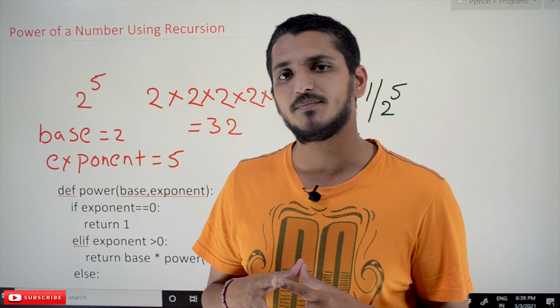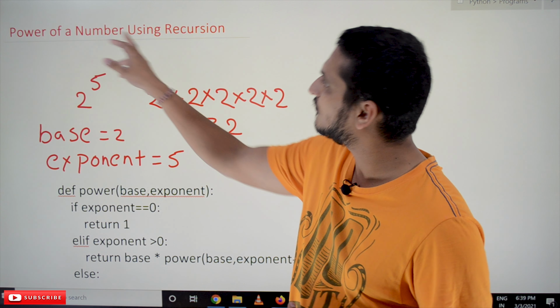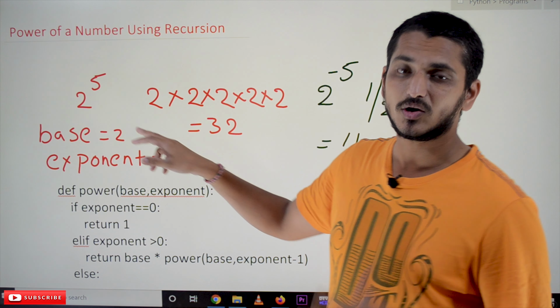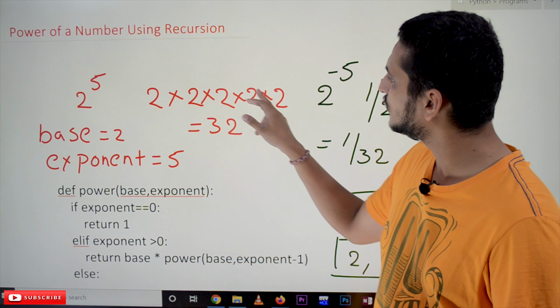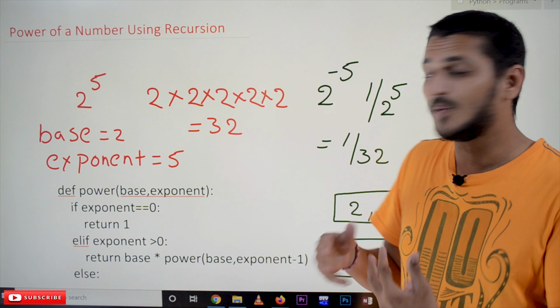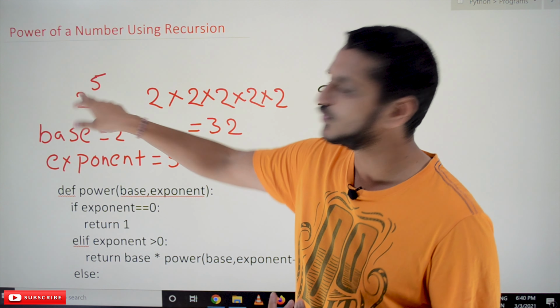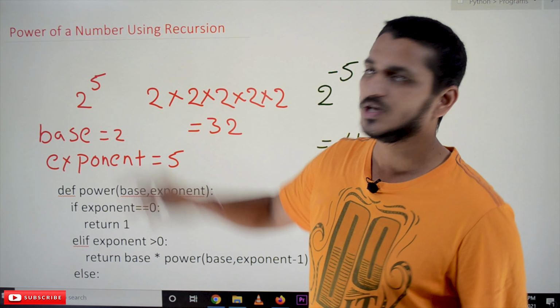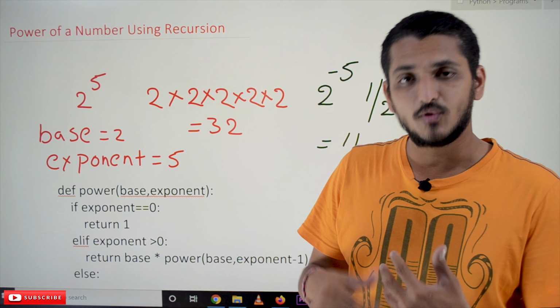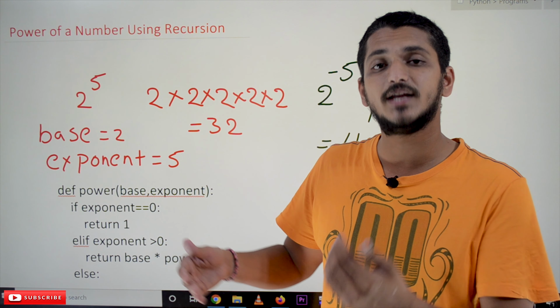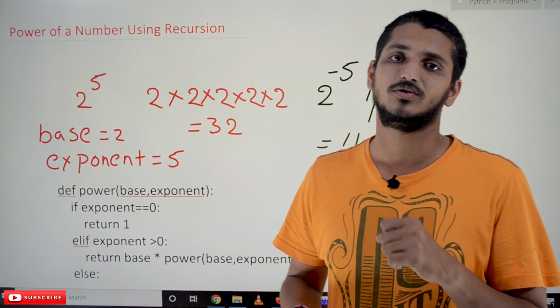Coming to today's example, we have to identify the power of a number using recursion. Let's take an example, 2 power 5. What we do here is 2 into 2 into 2 into 2 into 2. We have to multiply 2 five times. That is what we have to do. Here 2 is called the base, and 5 is called the exponent. So 2 power 10 means 2 into 2 into 2, till 10 times. That is the output we have to provide.